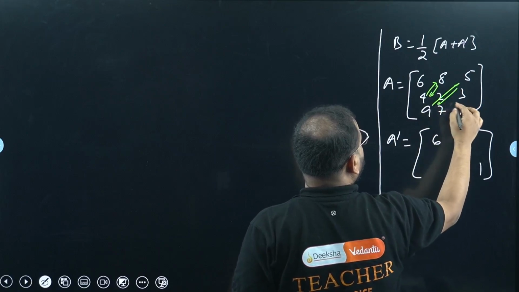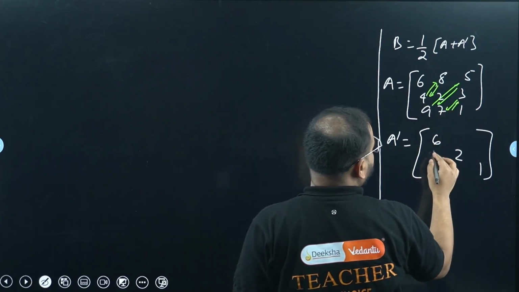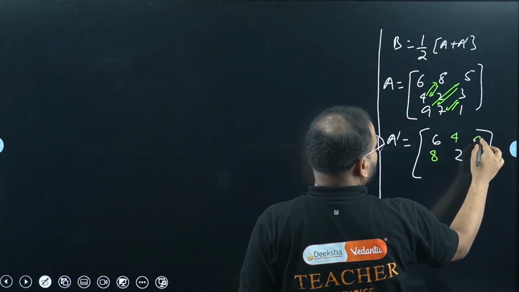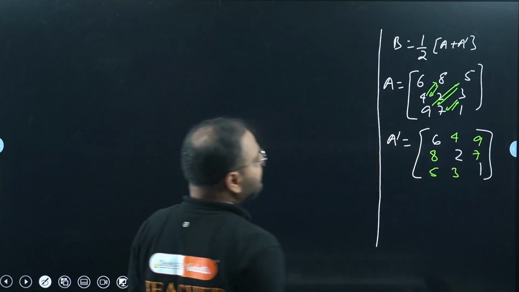Same goes here, and same goes here. So 8 will come here, 4 will go there, 9 will come here, 5 will go here, this will be 3, this will be 7. So this is my A transpose.